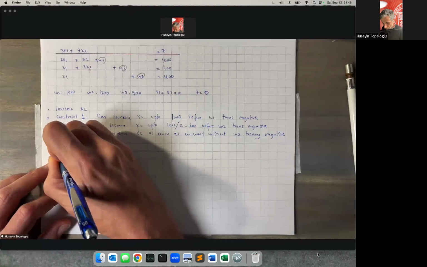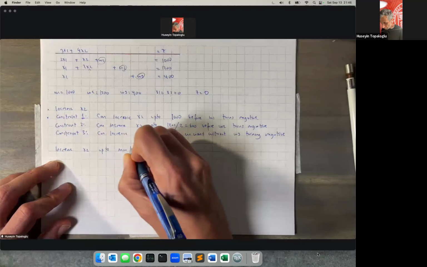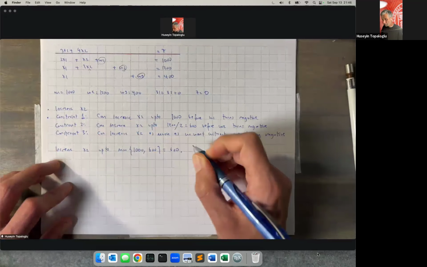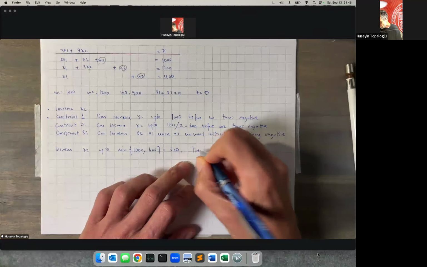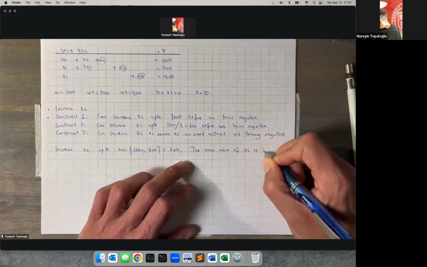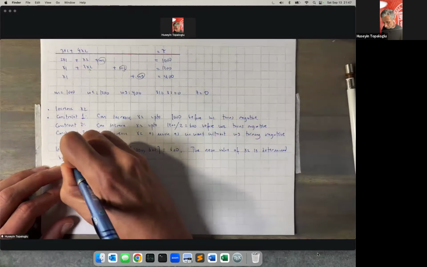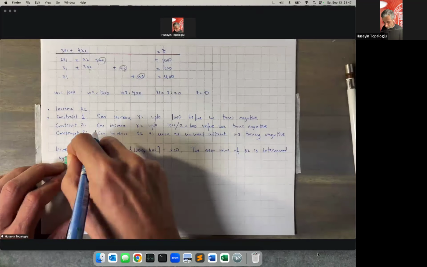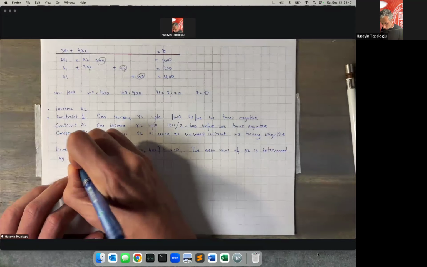So we increase x2 up to the minimum of 1000 and 600. That is 600. In this case, the new value of x2 is going to be determined by the second constraint. Let me write. The new value of x2 in this case is determined by constraint 2.